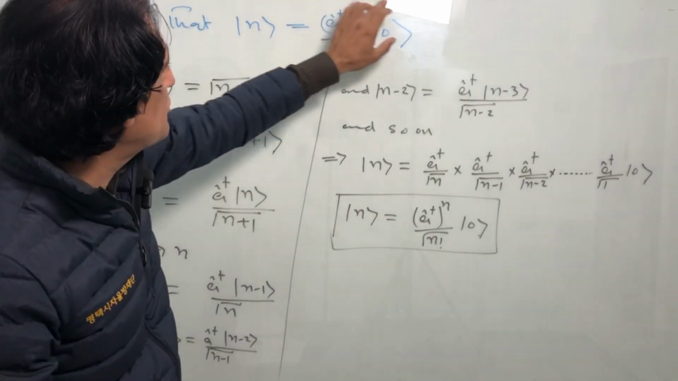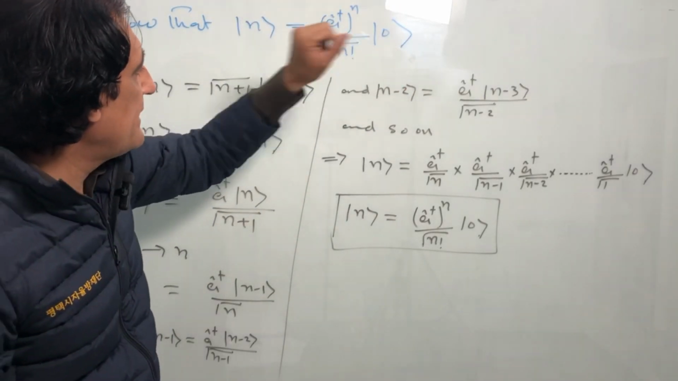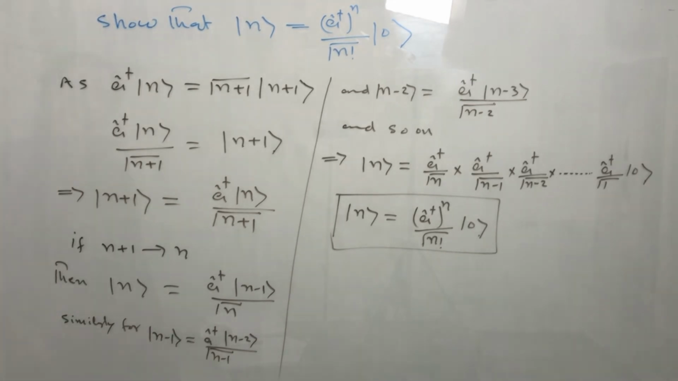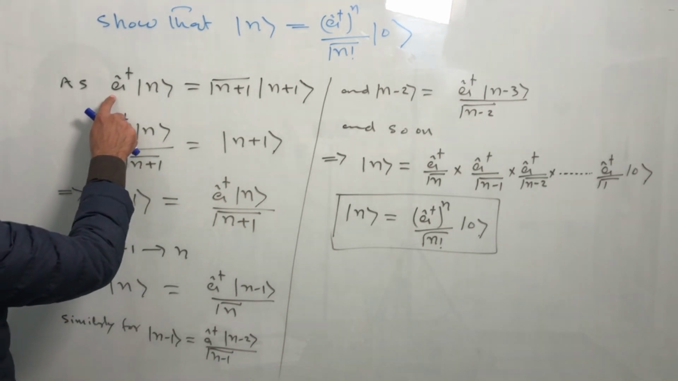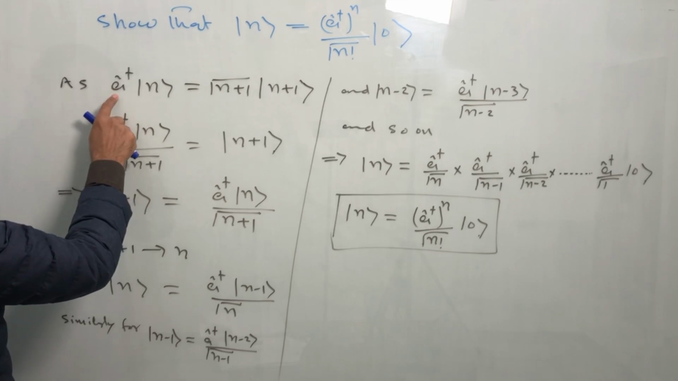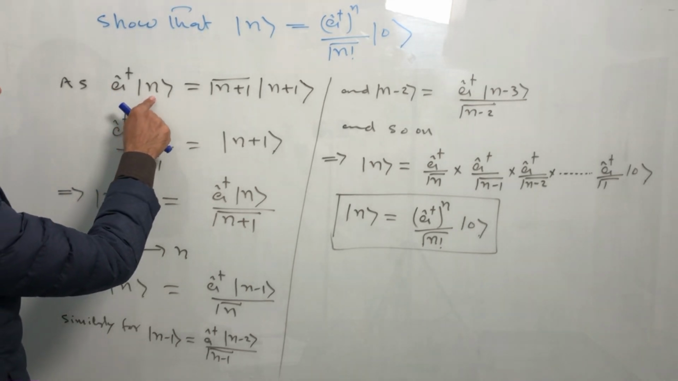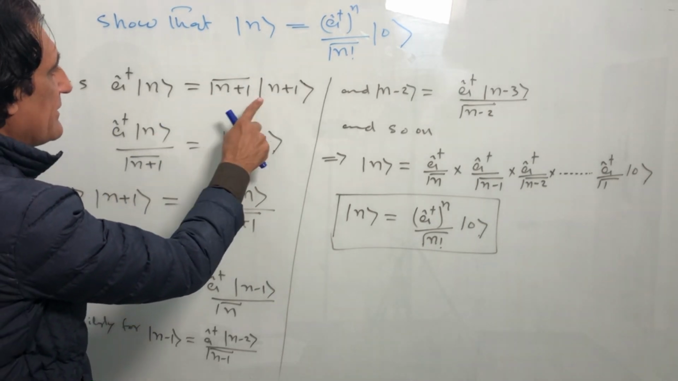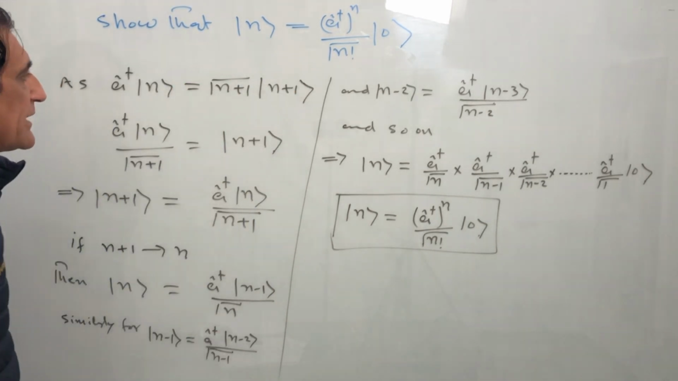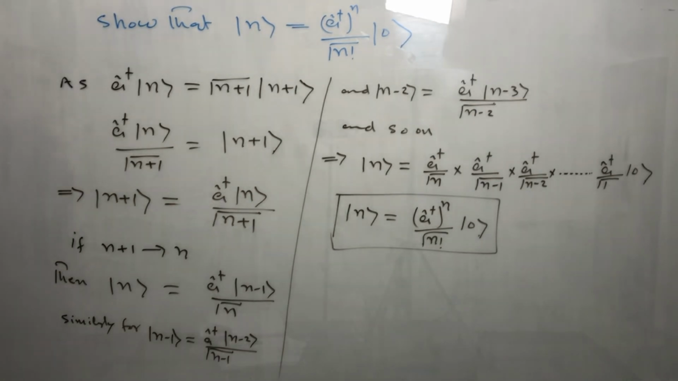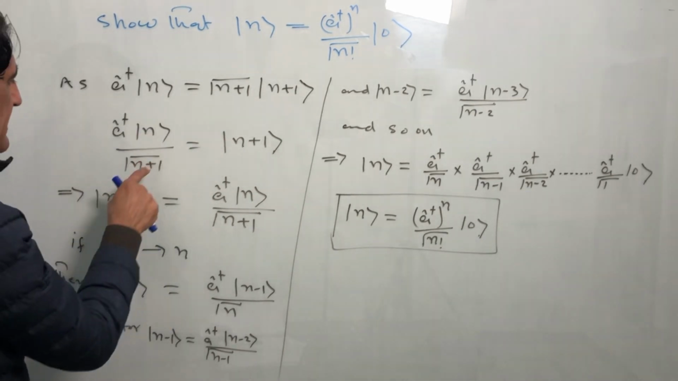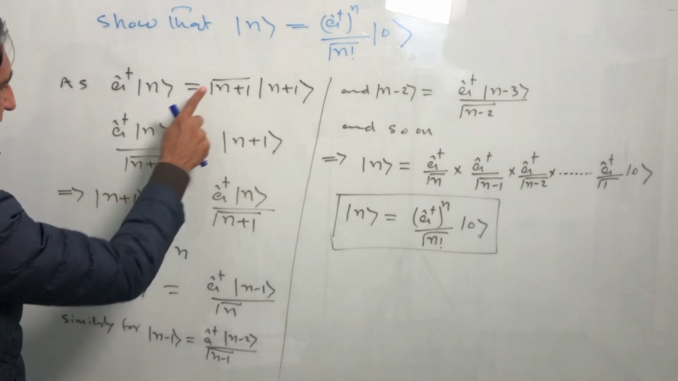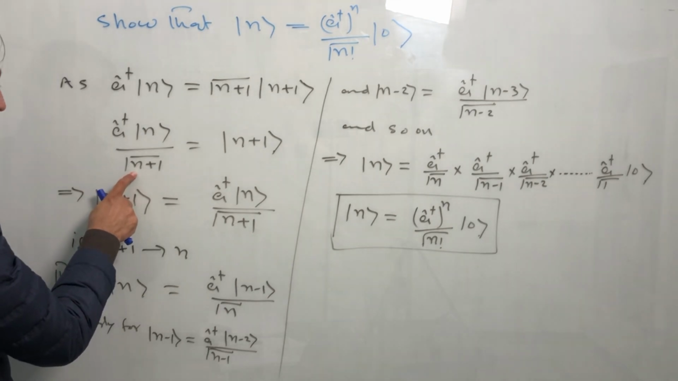So we must show this relation, this expression. And for this, we start from this operator, the creation operator. When we apply this on a number state, then we can get square root of n plus 1, and one photon is increasing, so n plus 1. And from this, if we find out n plus 1, then this term will come here.